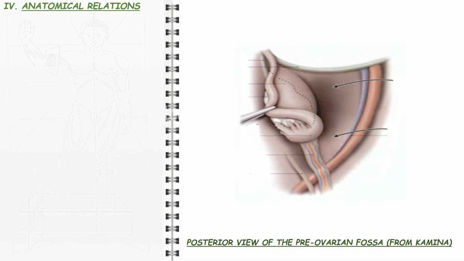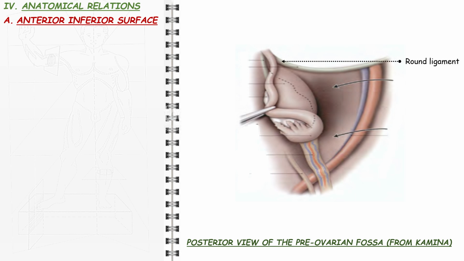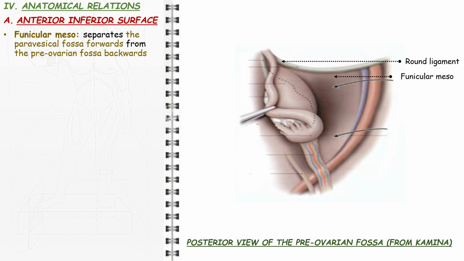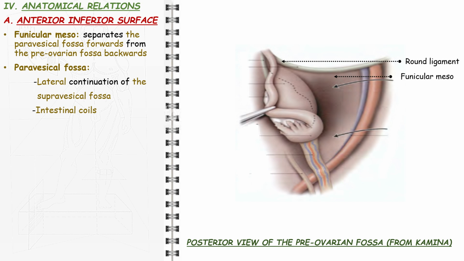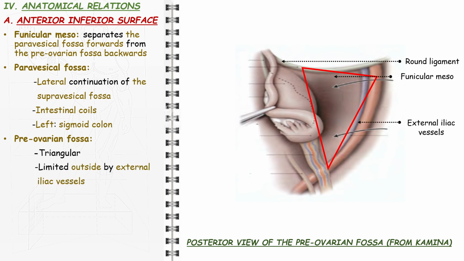As its name implies, the broad ligament is large and, thus, its anatomical relations are numerous following each part of it. The anterior-inferior surface of the broad ligament contains the funicular meso. The latter separates the pre-ovarian fossa from the paravesical fossa. The paravesical fossa continues, laterally, the supravesical fossa and is in contact with intestinal coils and the sigmoid colon to the left. The pre-ovarian fossa is triangular, limited laterally by the external iliac vessels with a posterior angle hidden by the ampulla and infundibulum of the uterine tube.